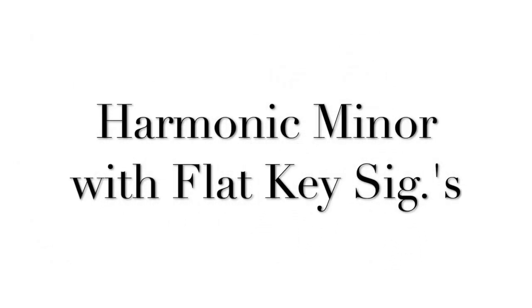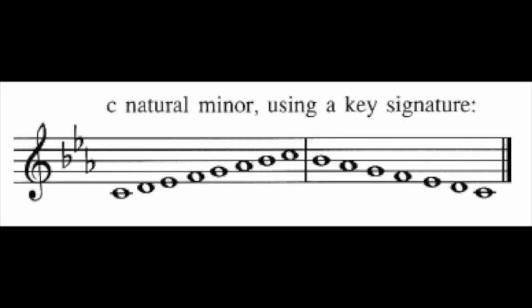So what happens when you're dealing with a flat key signature, or when your seventh note is a flat? So here, for example, is our C natural minor scale with a key signature. We can see that the C natural minor scale has 3 flats. Now, wait a second. Our 7th scale degree is one of those flats. So what do we do?